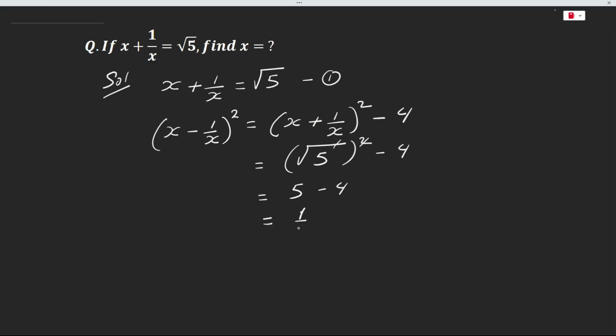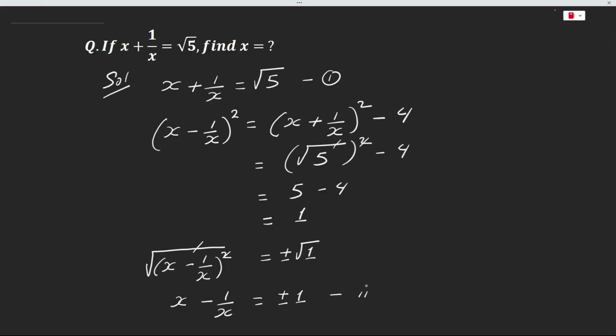Now taking square root on both sides, we can write this as square root of x minus 1 by x whole square equals plus minus square root of 1. Here square root and square will be cancelled out. This equals x minus 1 by x equals plus minus 1. Let's say this equation 2.